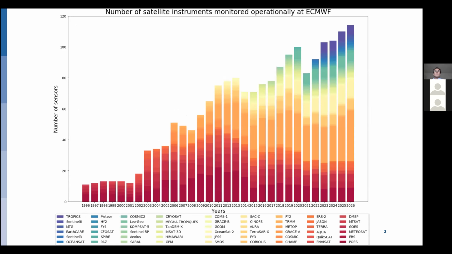So this is a time series from the mid-90s, 1996, which coincidentally is the proof of concept for radio occultation. And it shows the number of satellite sensors that we're monitoring currently at ECMWF. And you can see how it's evolved and increased with time. And just around about now, we're talking about around 100 sensors that go into our operational NWP applications, either for monitoring or active assimilation. So we have a lot of satellite data that's available for NWP application.